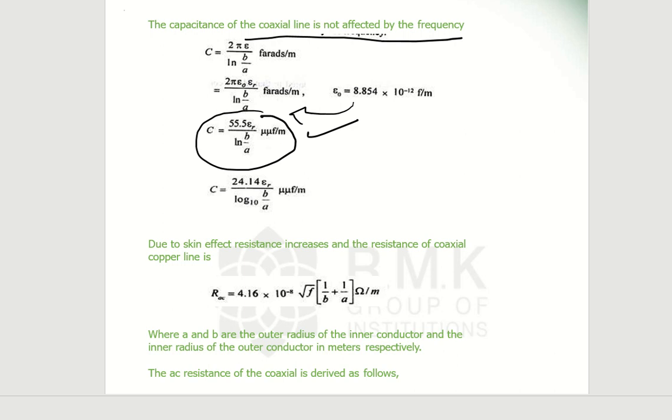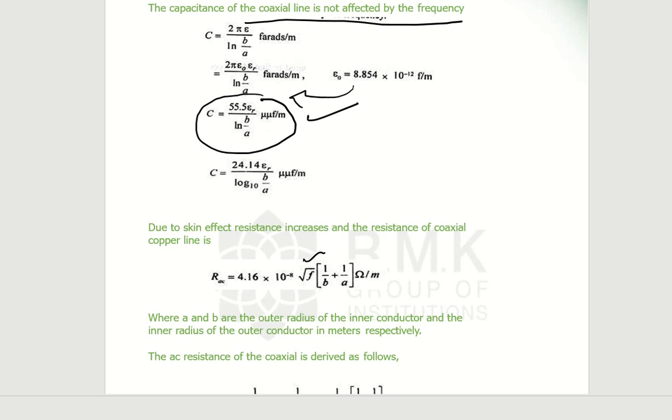Due to the skin effect, the resistance increases and the resistance of the coaxial line is R is equal to 4.16 into 10 to the power of minus 8 root of f into (1 by a plus 1 by b), where a and b are the outer radius of the inner conductor and inner radius of the outer conductor in meters. Therefore, the resistance of the coaxial cable is directly proportional to the square root of the frequency.